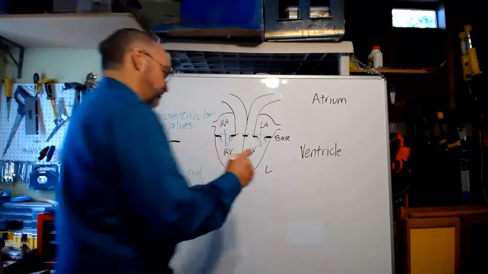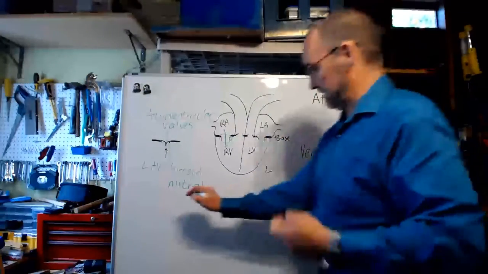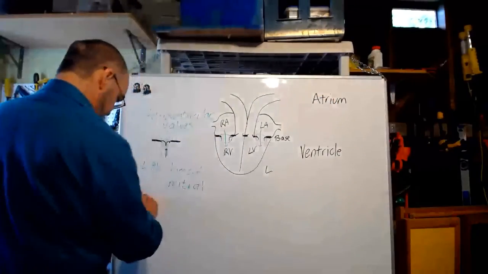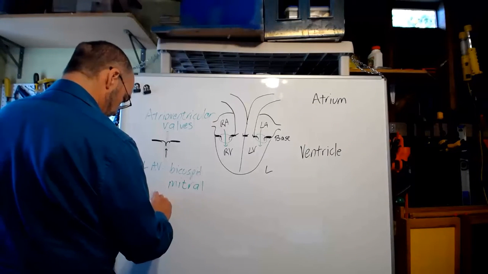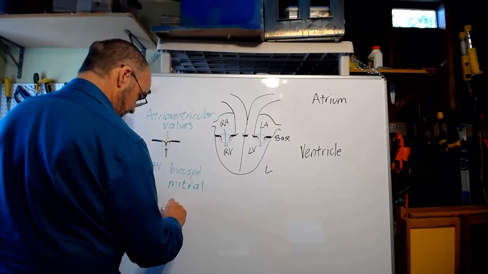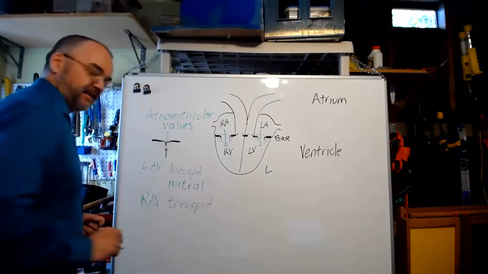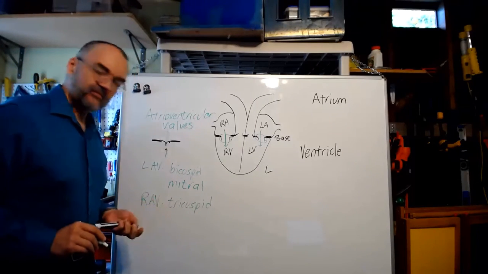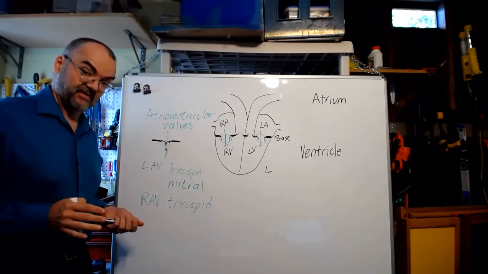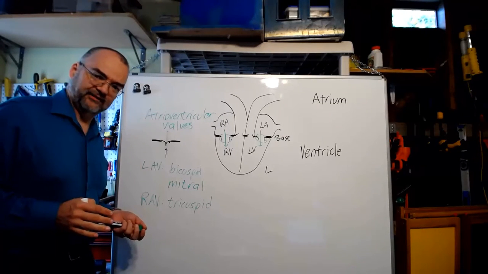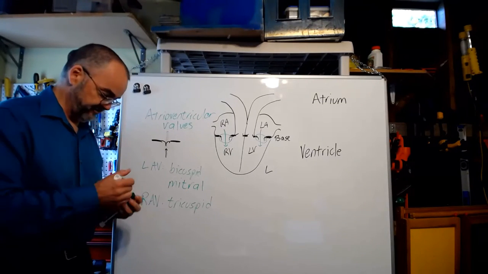The right atrioventricular valve, I guess I just do this over here, is also known as the tricuspid valve because it has three flaps. And I guess it didn't look enough like a hat for anyone to give it another name.